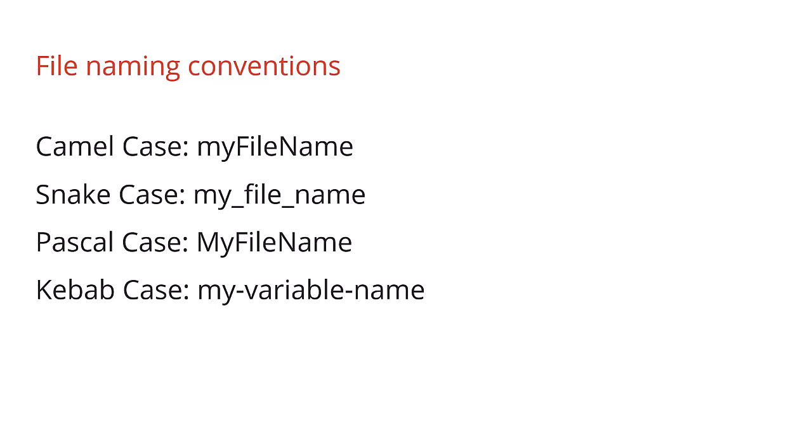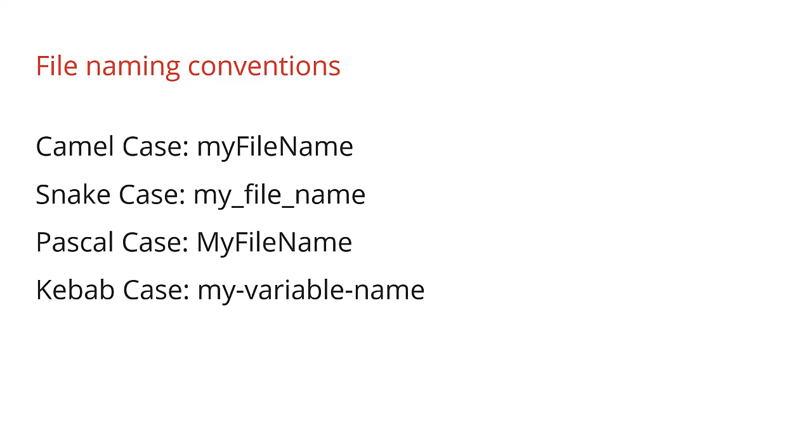Then it can make it easier to understand the file name rather than having it all uppercase or all lowercase, which can lead to confusion. There's also snake case, and that separates each word with an underscore. There's Pascal case, which is like camel case but starts with a capital letter. And there's what we call kebab case, where the words are separated with hyphens.